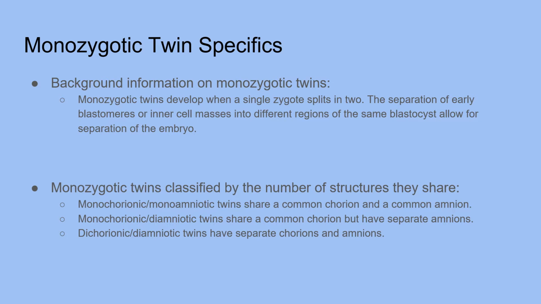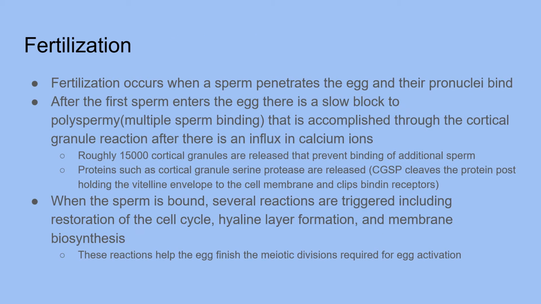So they're classified by the number of structures that they share. Monochorionic monoamniotic twins share a common chorion and a common amnion. Monochorionic diamniotic twins share a common chorion but have separate amnions, and dichorionic diamniotic twins have separate chorions and separate amnions. Now we'll talk about fertilization a little bit.